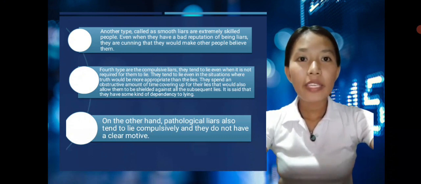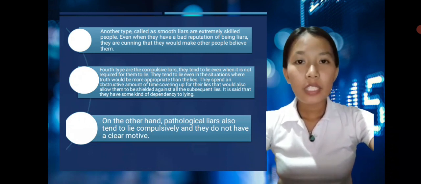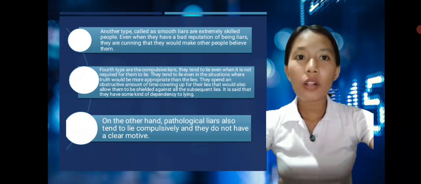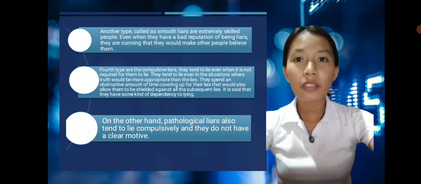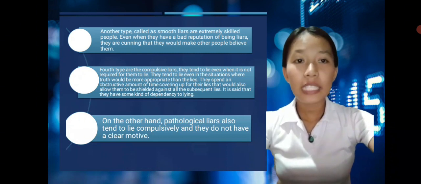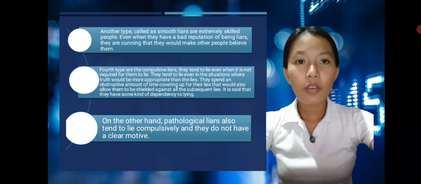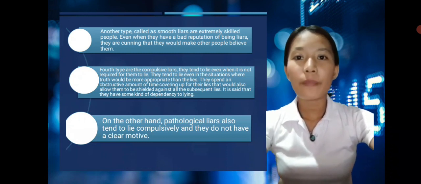They tend to lie even when it is not required for them to lie. They tend to lie even in situations where truth would be more appropriate than lies. They spend an obstructive amount of time covering up for their lies, which would also allow them to be shielded against all the subsequent lies. It is said that they have some kind of dependency on lying. On the other hand, pathological liars also tend to lie compulsively and they don't have a clear motive.